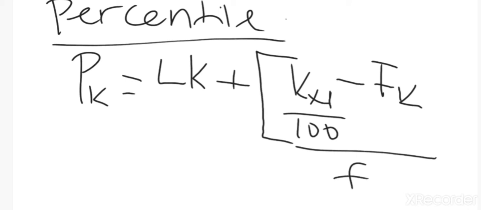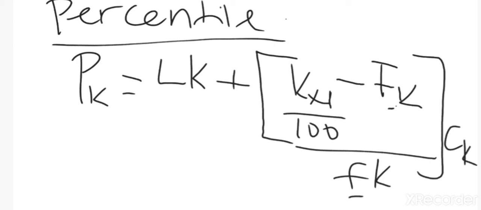Fk. This is the cumulative frequency before the class boundary. What is the frequency for the class limit? This is f small. Then in general times ck. This is the class boundary. So this is the formula of calculating what we call percentile.